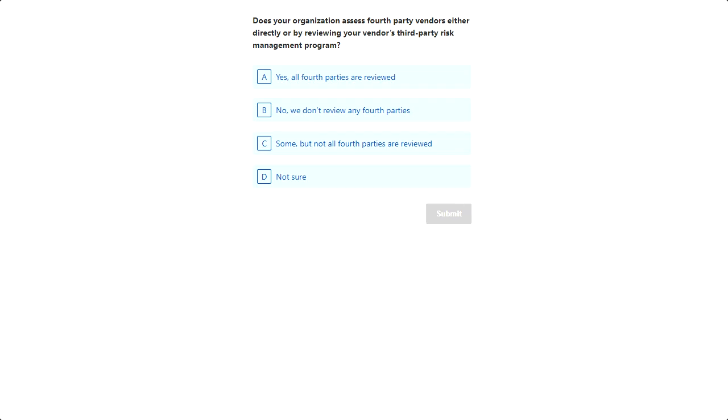We've made it to the last poll question of the day, and this question is, does your organization assess fourth-party vendors either directly or by reviewing your vendor's third-party risk management program? Yes, all fourth parties are reviewed. No, we do not review any fourth parties. Some, but not all fourth parties are reviewed, or you're not sure.